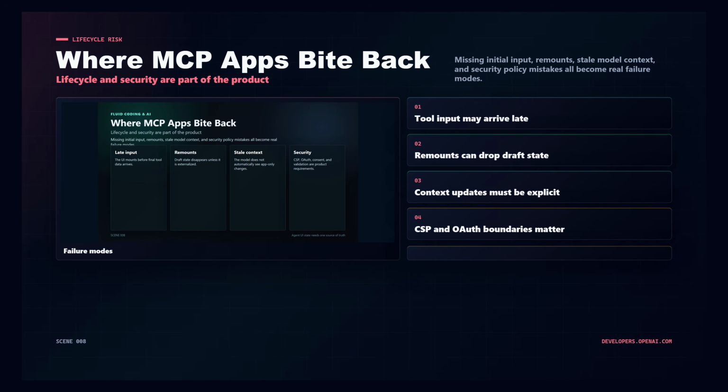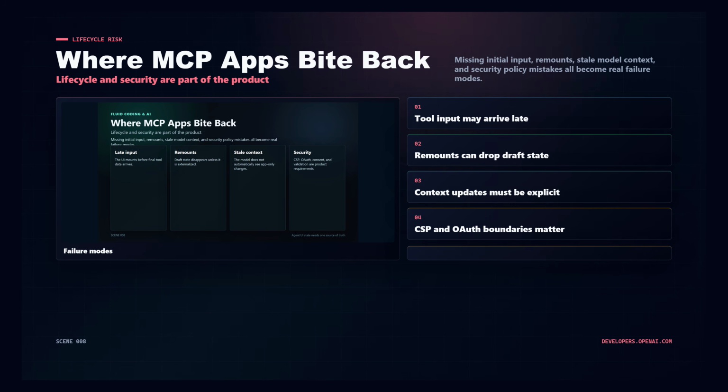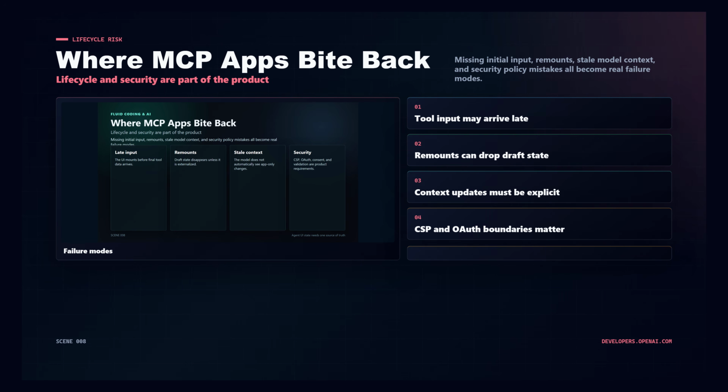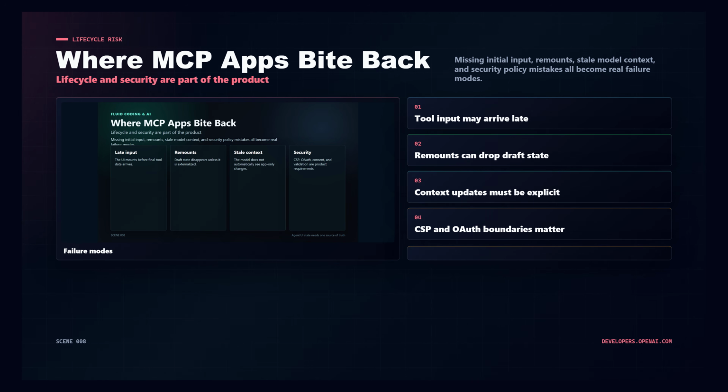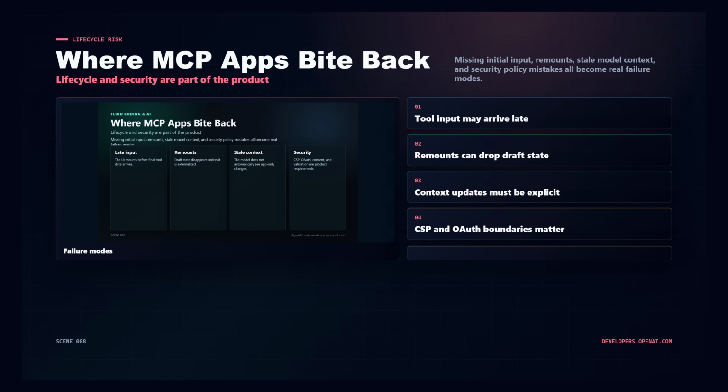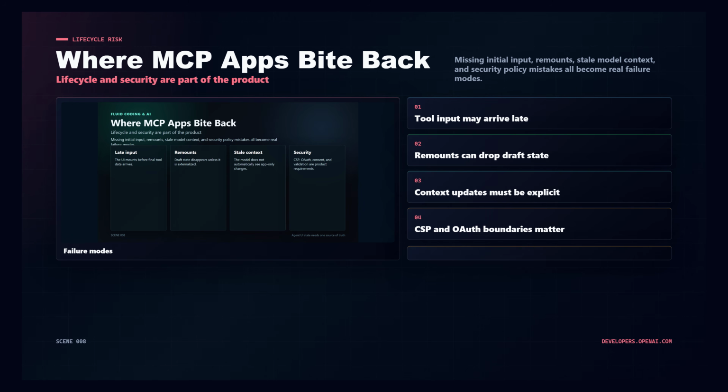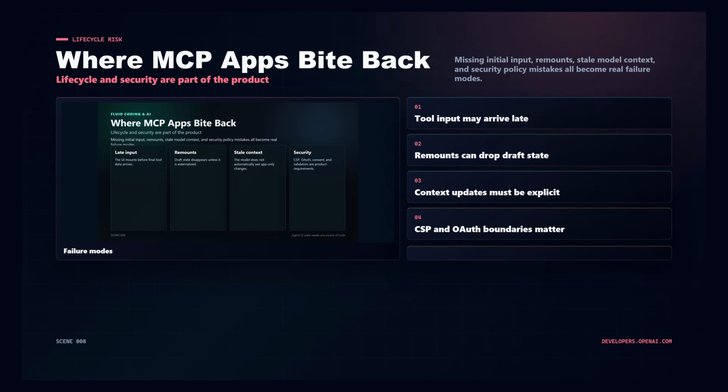The cost is lifecycle and security complexity. The widget may mount before approved tool input is available, so missing initial data must be normal. If every data tool remounts the iframe, the user loses local state. If the app does not summarize meaningful changes back to the model, it sees stale context. Then there is the security checklist: sandboxing, content security policy, declared domains, app-only tool visibility, OAuth boundaries, and server-side validation.